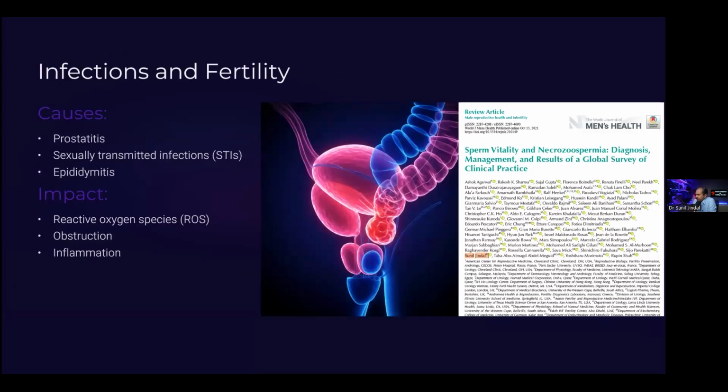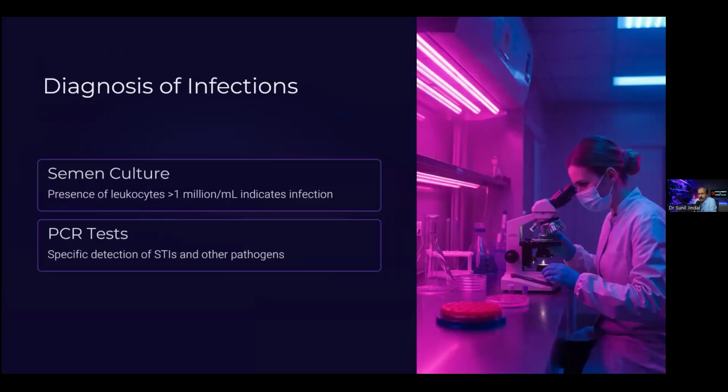Now, what are the infections which they could have? So, you could have prostatitis, you could have a sexually transmitted infection, you could have epididymitis. And what do they do? They lead to reactive oxygen species, obstruction and inflammation. Now, how do you diagnose?